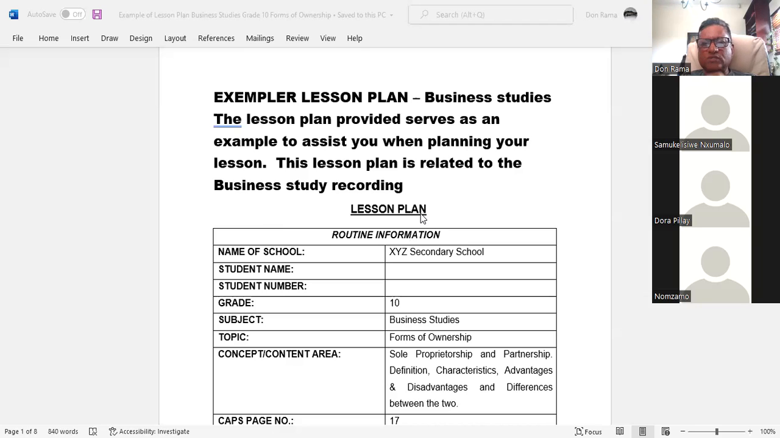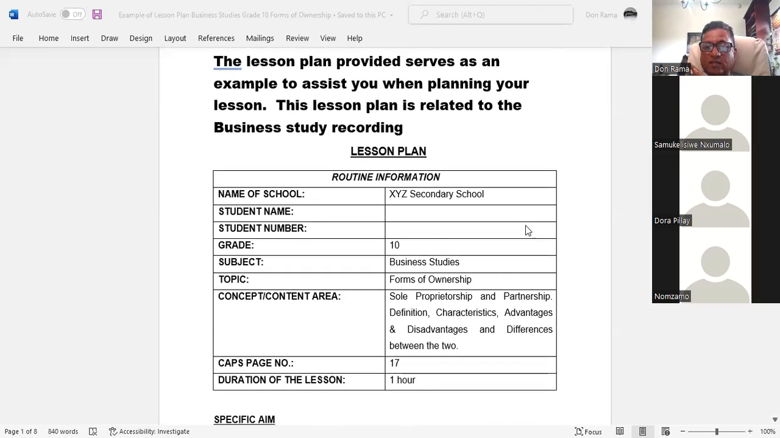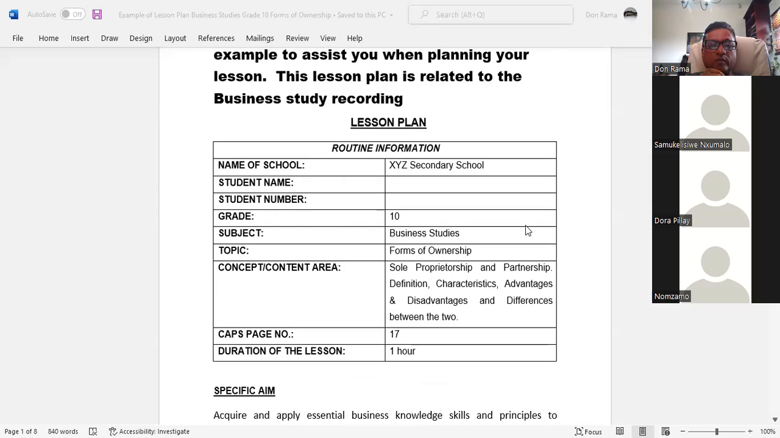Okay, I'm going to use this lesson plan. This was the example lesson plan, and I'll discuss it as I go through it. So when you are doing your lesson plan, use this example lesson plan to see how to write these essential things in the lesson plan.